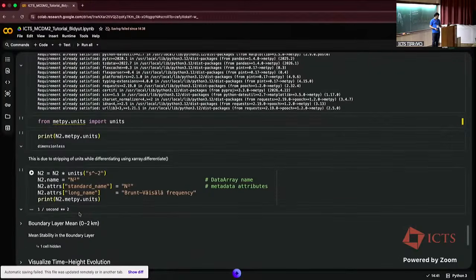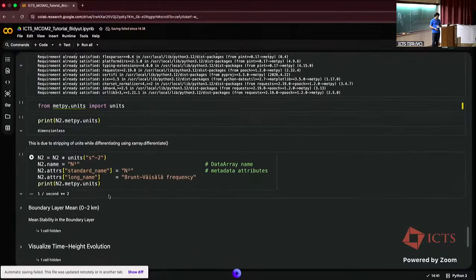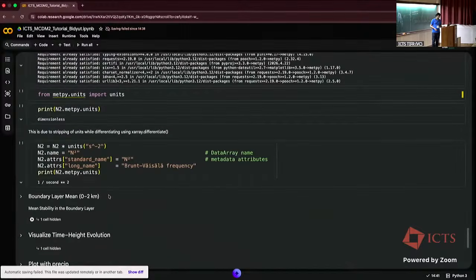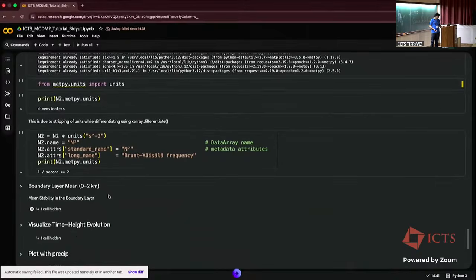I have just given it the name n square, a nicer name, and 1 by second square. I probably should have plotted my n square as a whole, the whole height and time cross section of n square, before coding or before showing the boundary layer. But I think I can show it now.